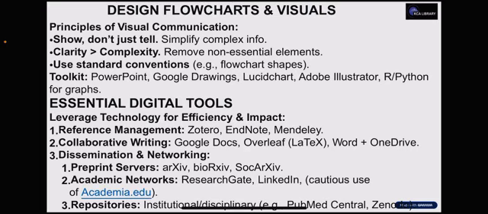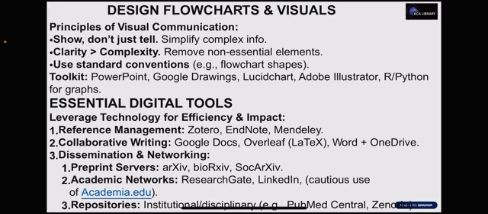So, essential digital tools. We have reference management, which is Zotero, EndNote, and Mendeley. We also have collaborative writing, which could be Google Docs, Overleaf, Word plus OneDrive. Then the third one, we have dissemination and networking, where we have preprint servers, academic networks, and repositories. So for the preprint servers, we have servers like arXiv, bioRxiv, SocArXiv, and the like.